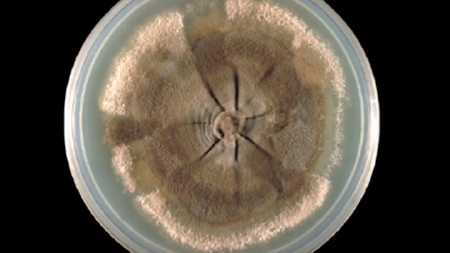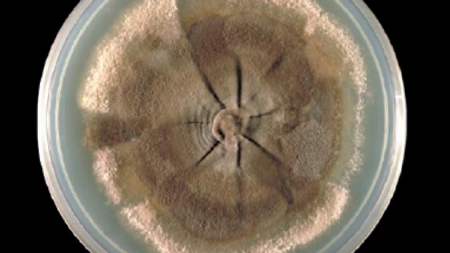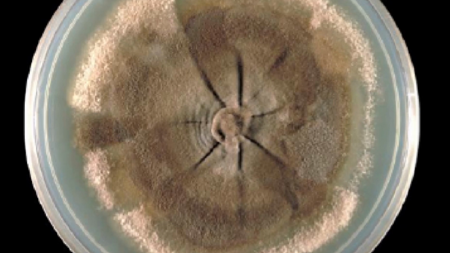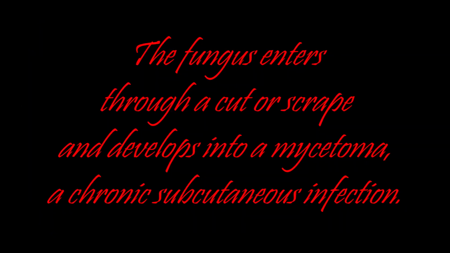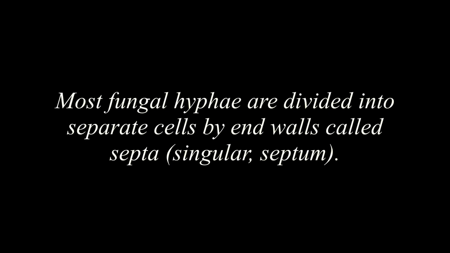Figure 13.22. The mycelium of the fungus Neotestudina rosatii can be pathogenic to humans. The fungus enters through a cut or scrape and develops into a mycetoma, a chronic subcutaneous infection. Most fungal hyphae are divided into separate cells by end walls called septa, the singular septum.